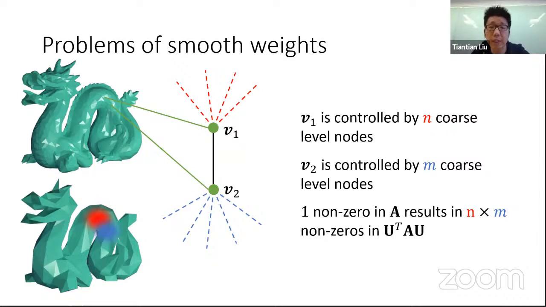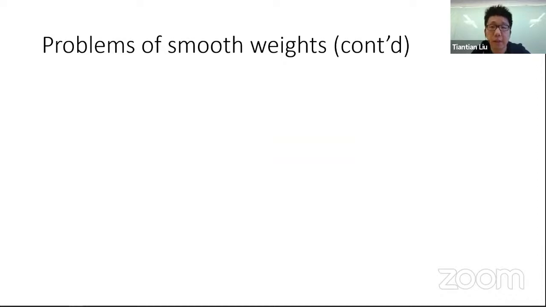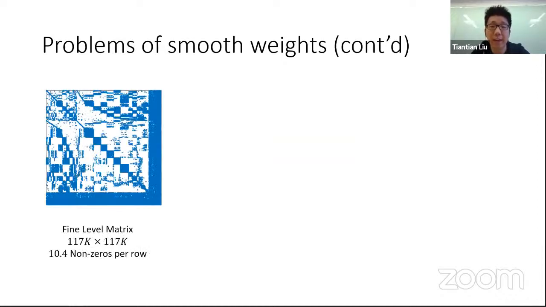This is very common to see in unstructured meshes, making the sparsity of the coarse level matrices much worse than it should be. And those non-zeros will be passed further into deeper levels, causing many issues in our memory footprint. Here we can see this problem more clearly in an actual matrix. This matrix is constructed using 117K rows and columns, and it only has 10.4 non-zeros per row on average. This is a fine level matrix A.